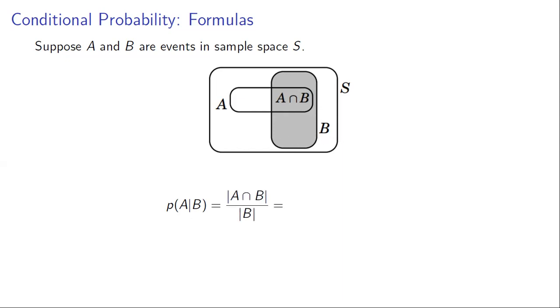So the probability of A given B is the cardinality of A intersected with B divided by the cardinality of B. Now we can divide the numerator and denominator by the cardinality of S, because we're just doing the same thing to the numerator and denominator, dividing both by the same value. And this comes out to be the probability of A intersected with B divided by the probability of B, right? So this numerator is just the probability of A intersected with B. This denominator is the probability of B. So here we have a little formula for the probability of A given B.